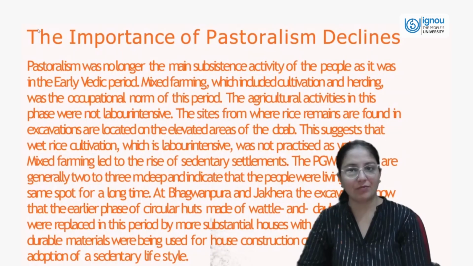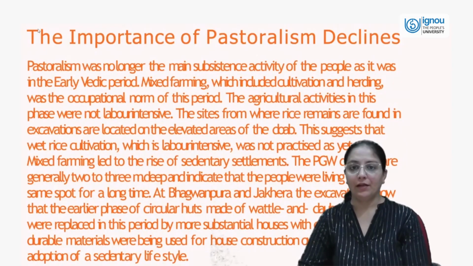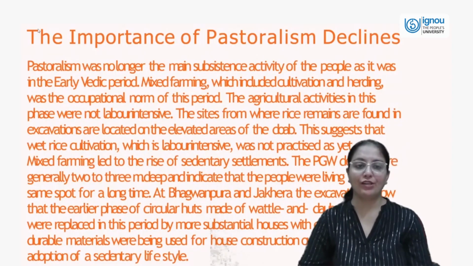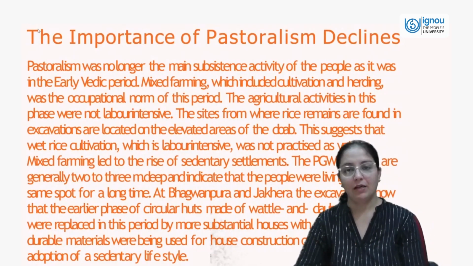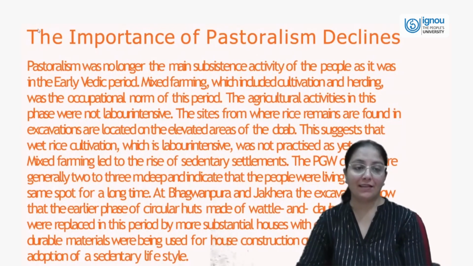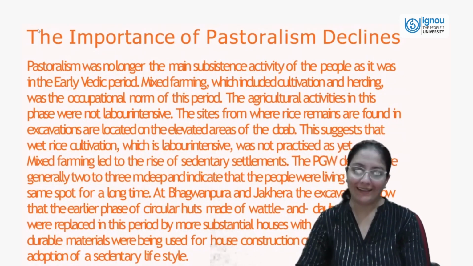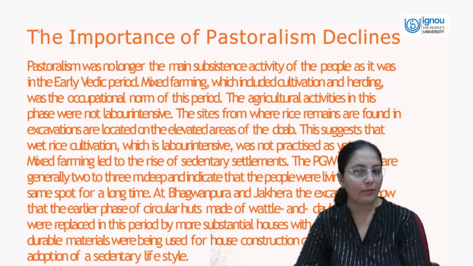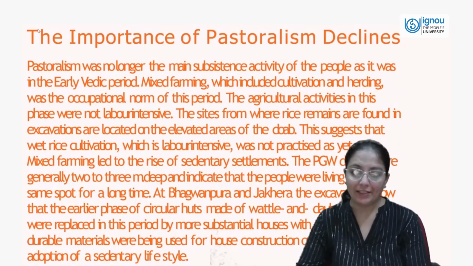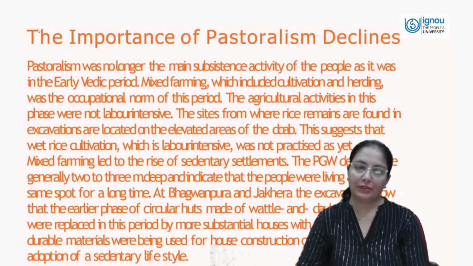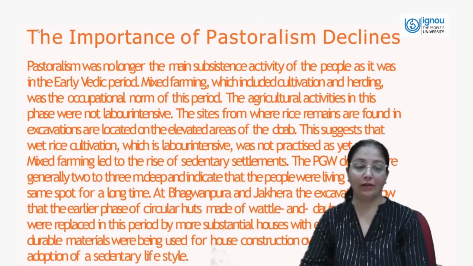Pastoralism was no longer the main subsistence activity of the people, as it was in the early Vedic period. Mixed farming, which includes cultivation and herding, was the occupational norm of this period. Agricultural activities in this phase were not labor intensive. The sites from where rice remains are found in excavations are located on the elevated areas of the Doab. This suggests that wet rice cultivation, which is labor intensive, was not practiced as yet. Mixed farming led to the rise of sedentary settlements. The PGW deposits are generally 2 to 3 meters deep and indicate that the people were living in the same spot for a long time.